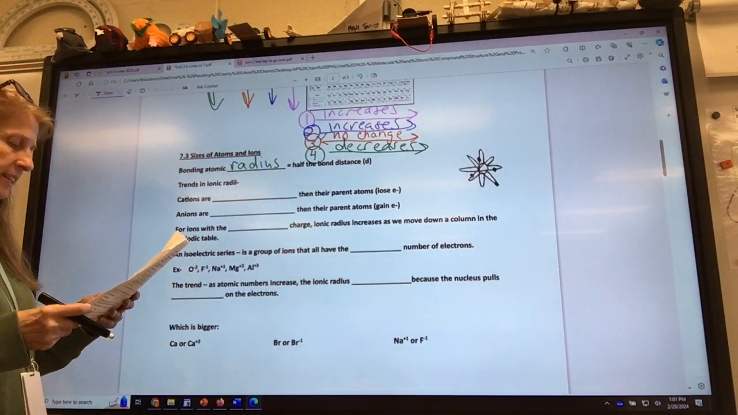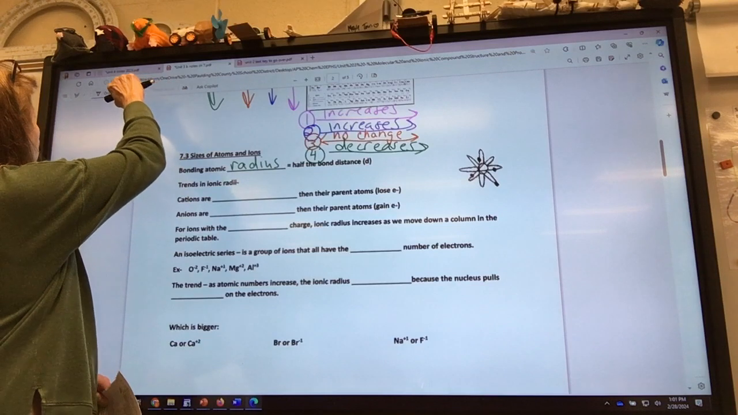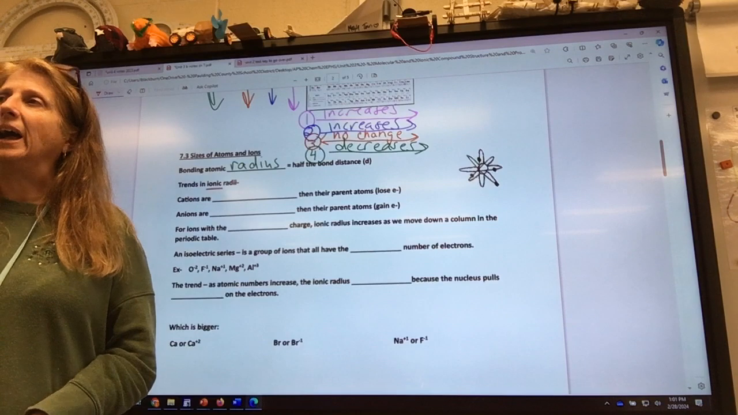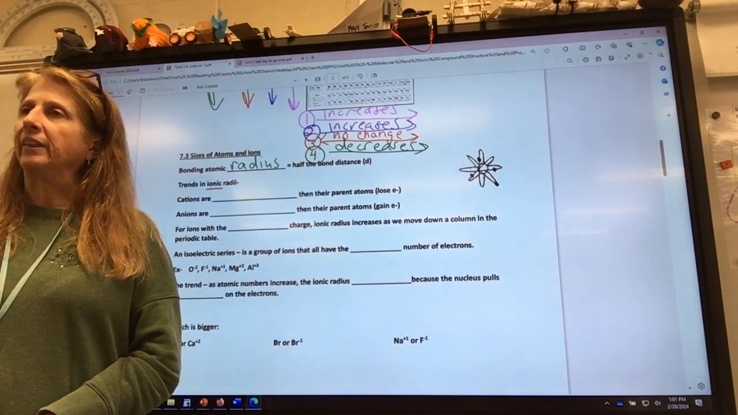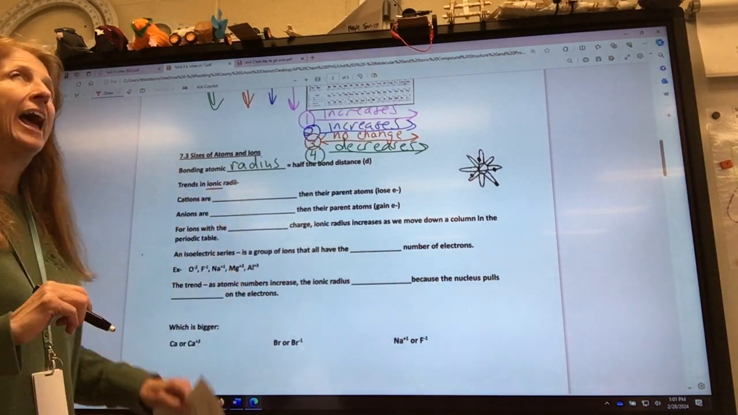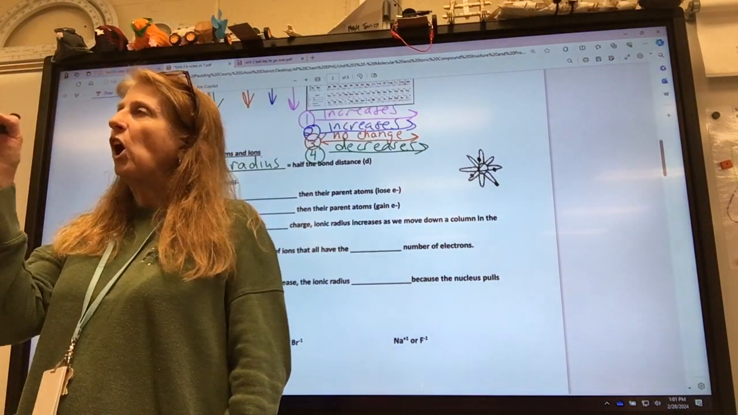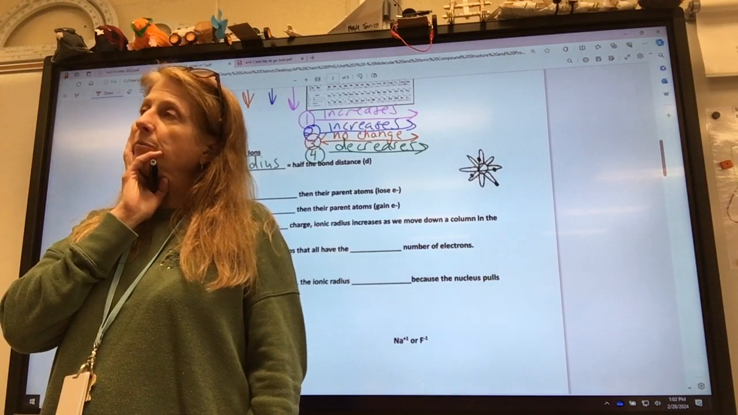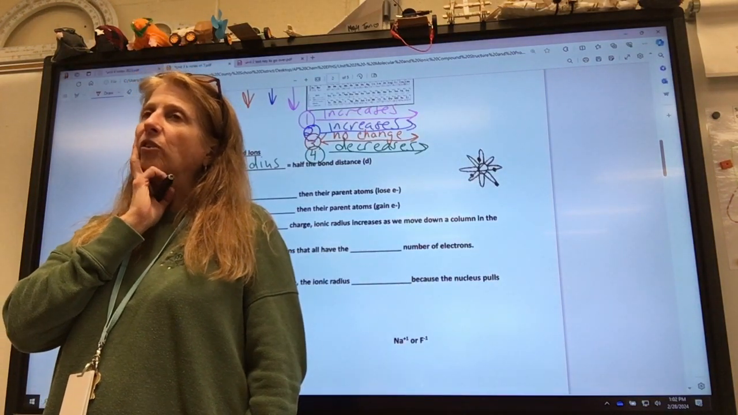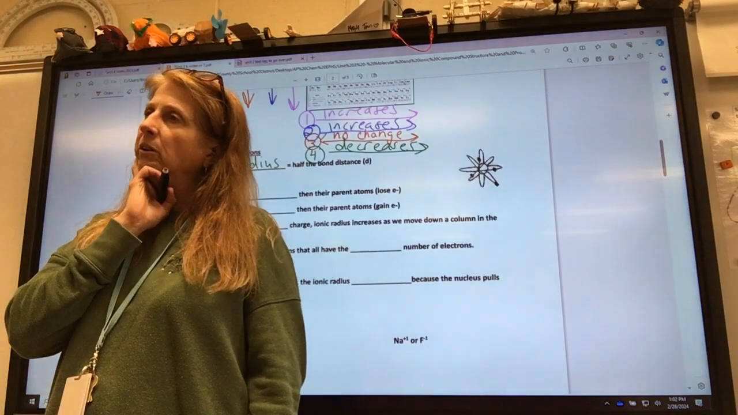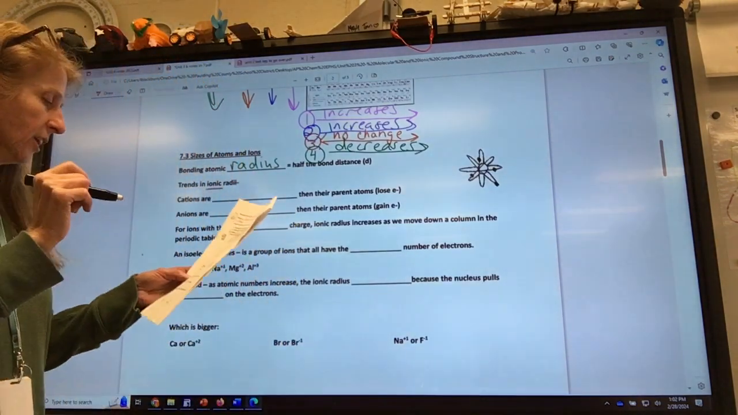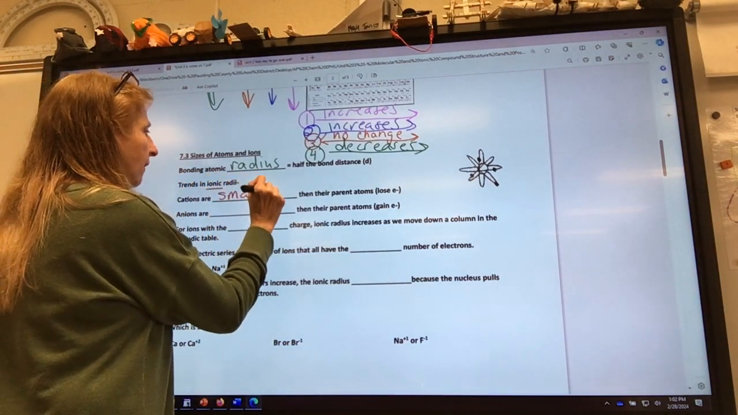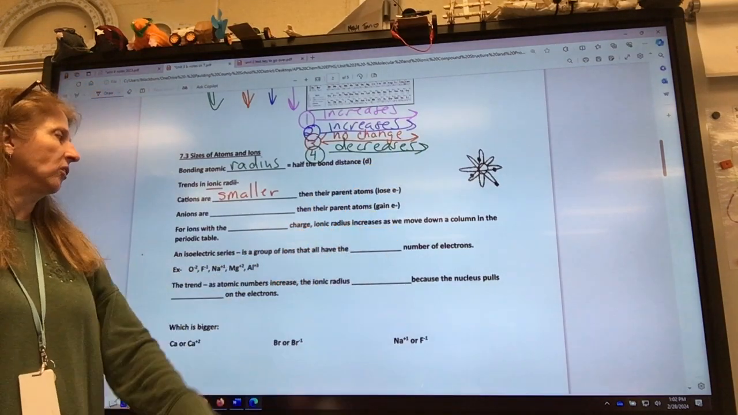Now, trends in ionic radius. Here we go. Okay, so now we're not talking about atoms anymore, we're talking about ions. Everybody get that in your head. Now it's ions. So cations, are they going to gain electrons or lose them? They're going to lose. So when they lose electrons, are they going to get bigger or smaller? Smaller. So cations are smaller than their parent atoms. They lose electrons.